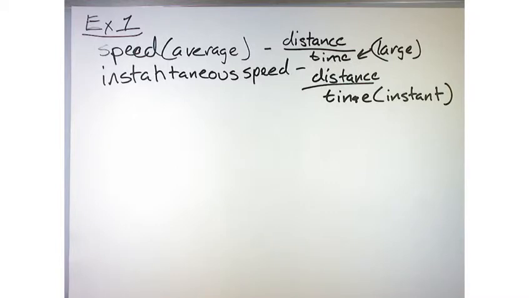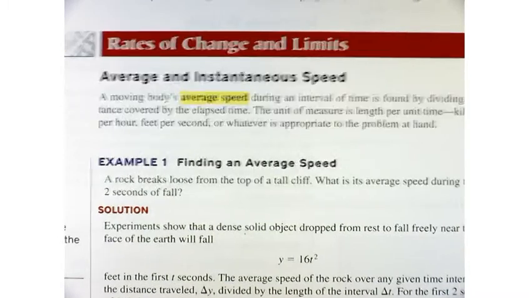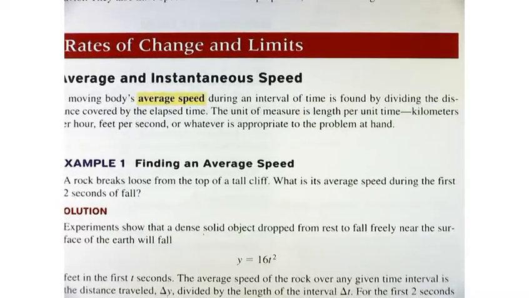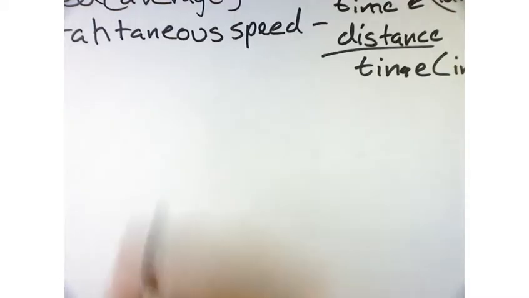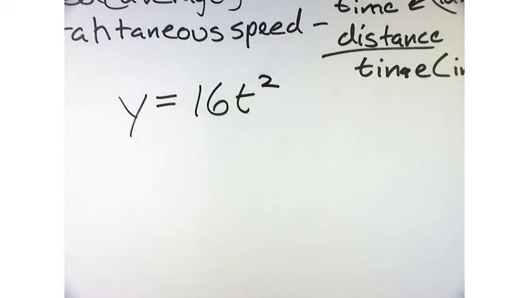So let's look at example number one. Now that we kind of understand that, example number one says in the textbook, a rock breaks loose from the top of a cliff. What is the average speed during the first 2 seconds of the fall? Okay. And then this is our kinematic equation that we would use: y is equal to 16t squared. And so this is kind of a formula for average speed.